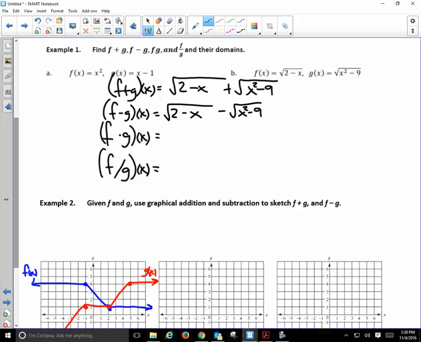f times g, can I multiply the two radicals together? And when I multiply them, what do I do with what's underneath the square root sign? I just multiply them together, right? So we've got to take 2 minus x times x squared minus 9, of a 2x squared, negative 18, plus 9x, minus x cubed. Okay with that?